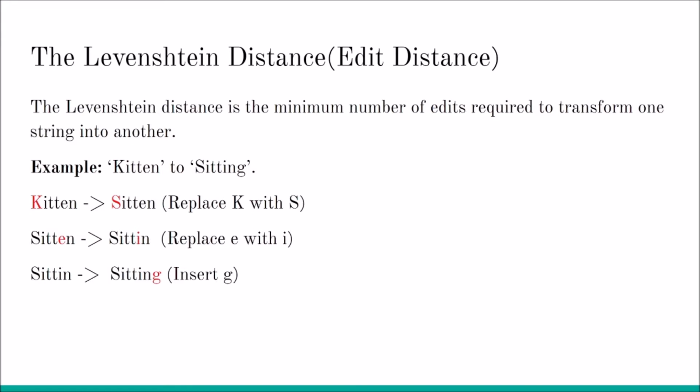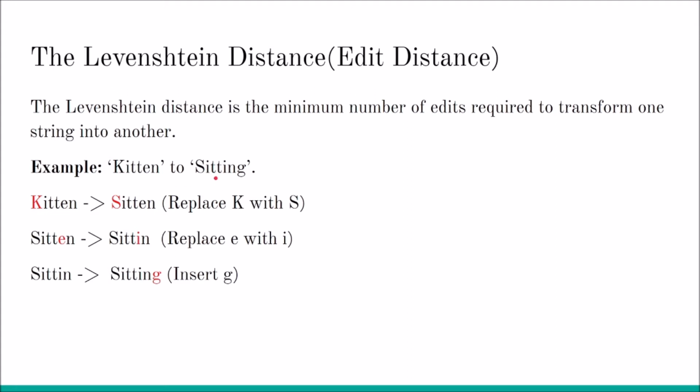Now, Levenshtein distance is the minimum number of edits required to transform one string into another. For example, we want to transform the string kitten to another string sitting. Now in the first step, we can replace k with an s. Now notice the next three characters in the string are same in both cases.